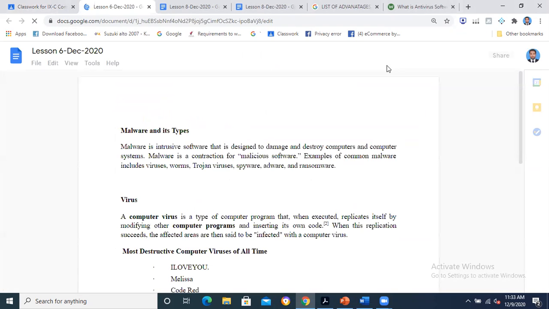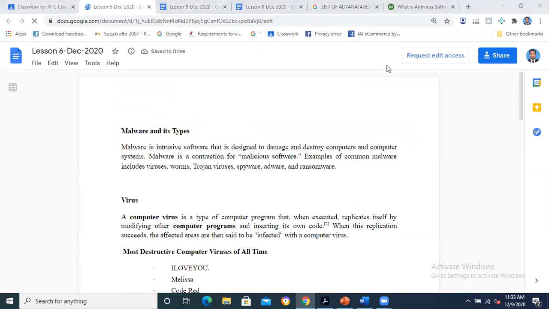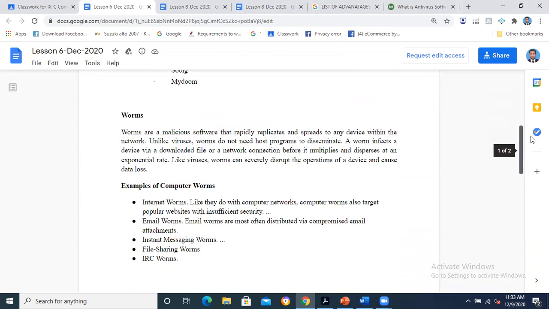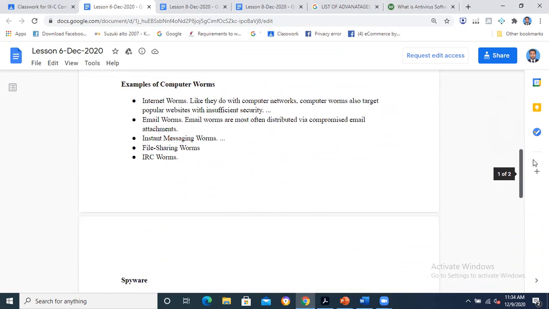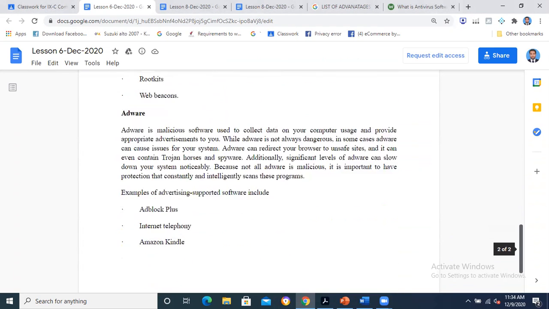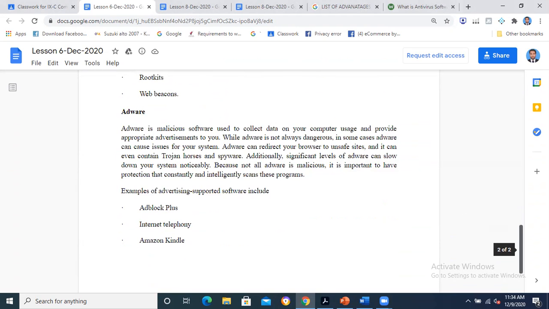Then before it we had discussed what exactly malware and viruses are and what the types of malwares are. Virus, number one. What is a virus? What is a worm? Number two. Number three, what is meant by spyware? And number four, what is meant by an adware?